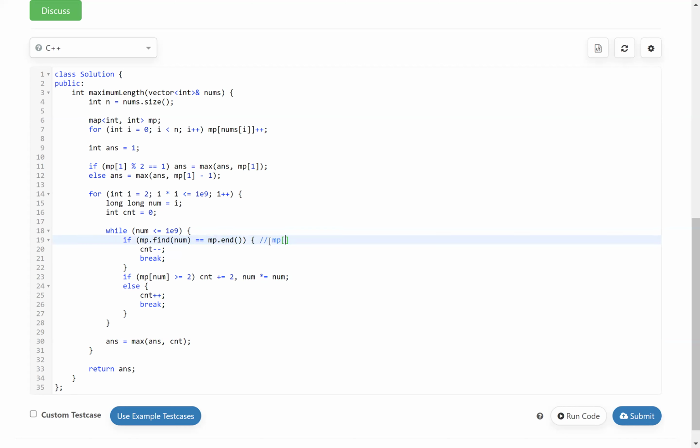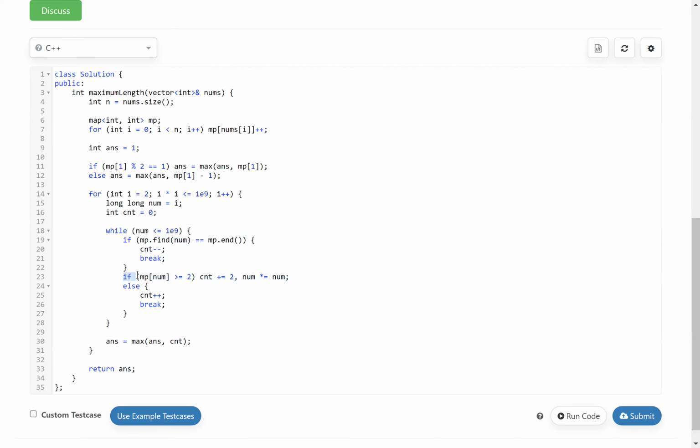If you use the normal way like mp[num], what it will do is create a key-value pair in the map with the key being equal to num and the value being equal to 0, even though it was not useful for us. So it just makes things slower. That's why it is recommended to use this way whenever you want to check whether some element is coming in the map or not.